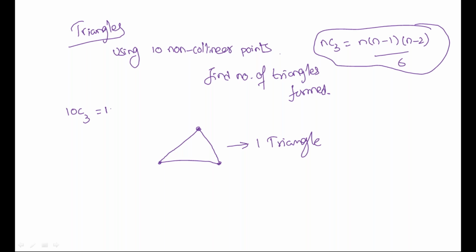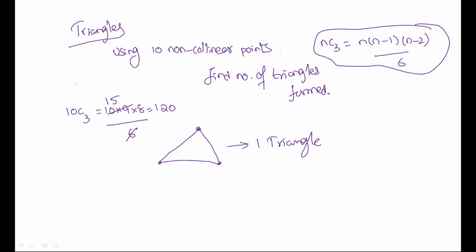Similarly, if you perform 10C3, it is 10 into 9 into 8 by 6. Now this is 6 15s are 90. Total we will get 120. So the total number of triangles is equal to 120 as per this.